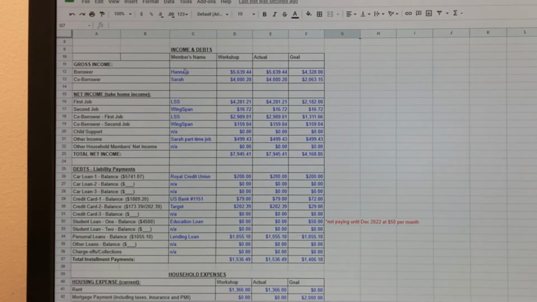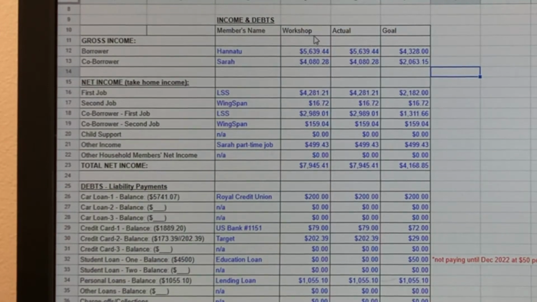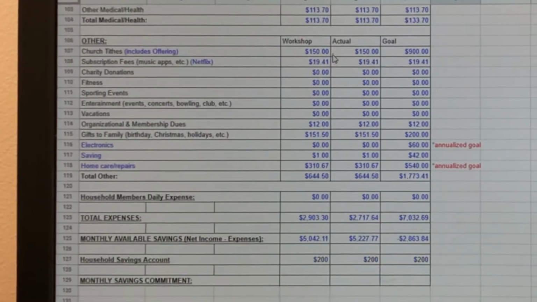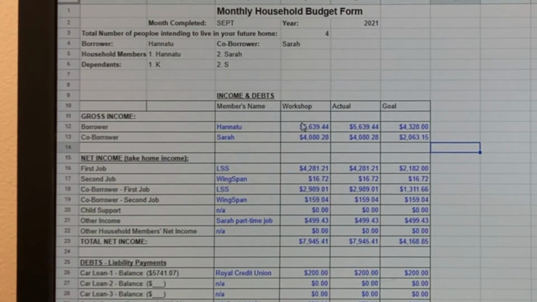Here on the top, we have gross income for my mother and then for myself. There are 3 columns if you look here, for all the different categories. One is for workshop, actual, and goal. When you are at a workshop, that's typically a meeting with a counselor.